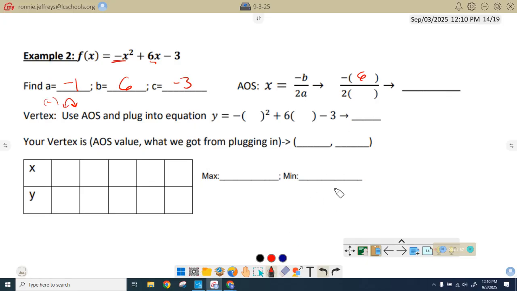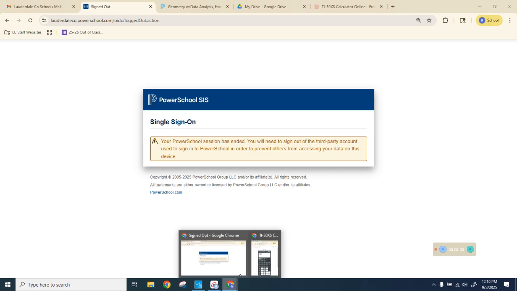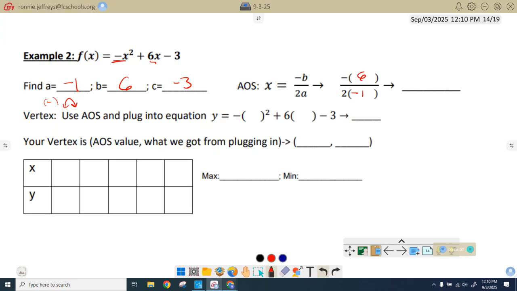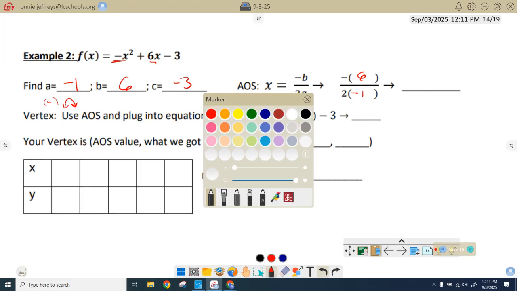I just got excited. C is kind of like the redheaded stepchild in this scenario. We don't really do a whole lot with it. All right. And this is 2 parentheses -1. All right. So we get 3.